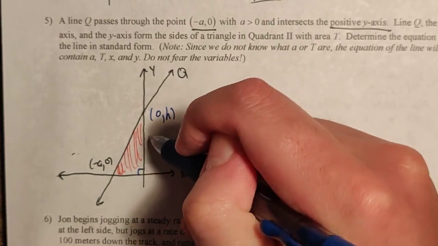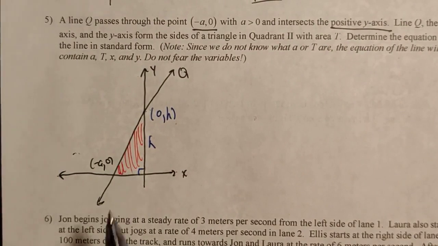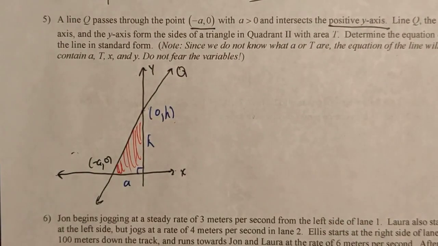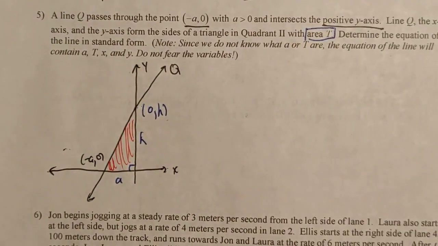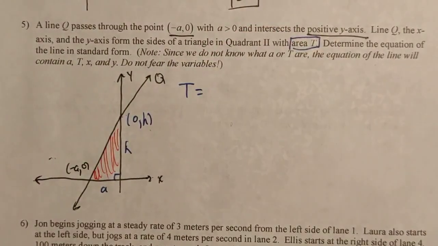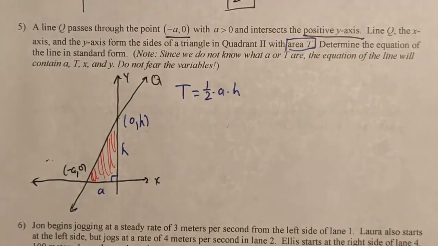So that means this leg has a length of h. Similarly over here, because it's (-a, 0), it's a units to the left of the y-axis here. So that means this is a. Now, the other important thing here is that we have an area of T. So therefore, we can go ahead and set this up. We know the equation here. The area of the triangle T is going to be 1/2 the base times the height. The base of this is a, and the height is h.